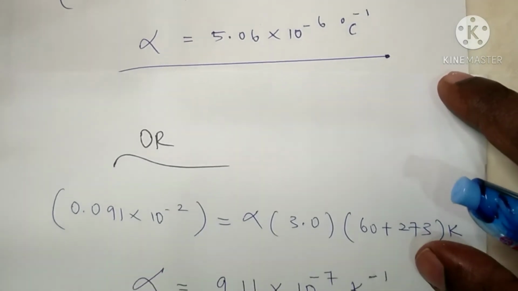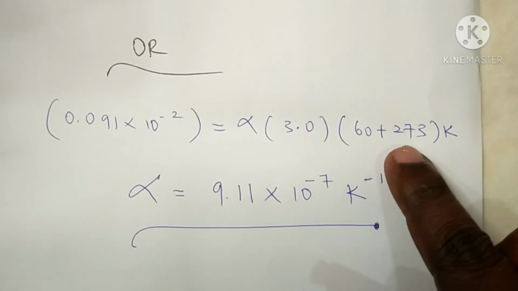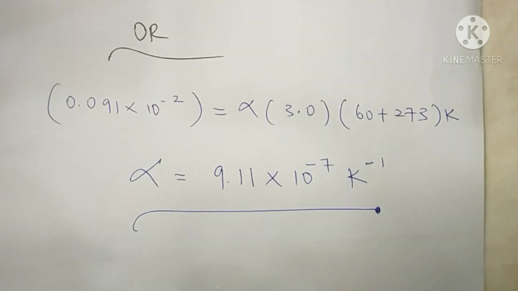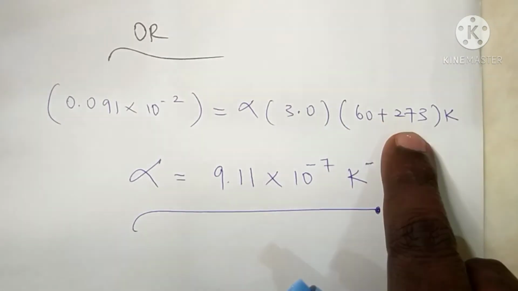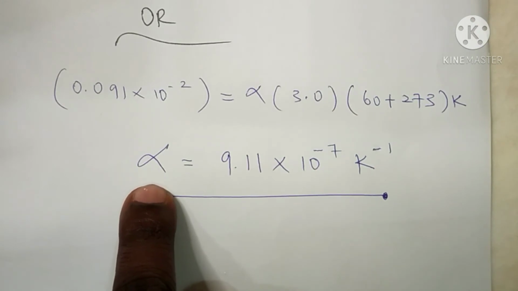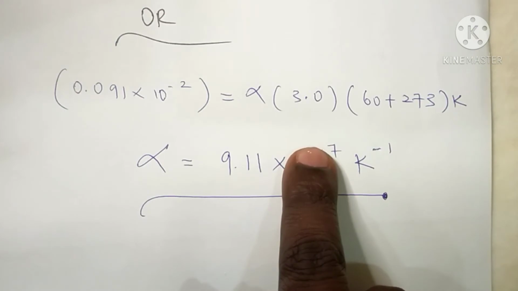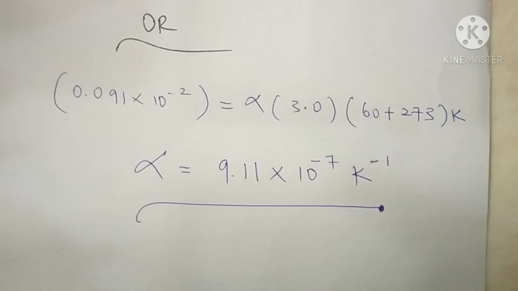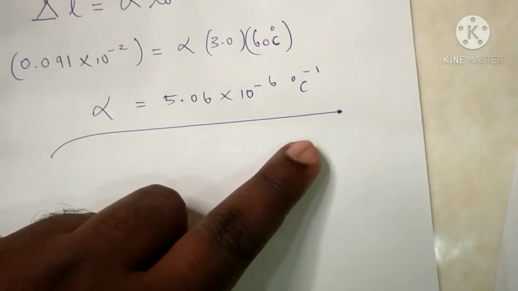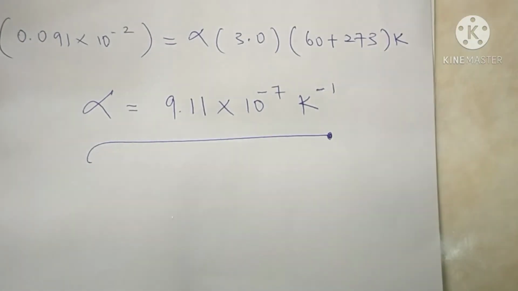Or we can put the temperature into Kelvin by adding 273. 60 degrees Celsius plus 273, and your coefficient of linear expansion now is 9.11 times 10 to the power of negative 7 per Kelvin. So you have two options: put it in per degree Celsius or per Kelvin.